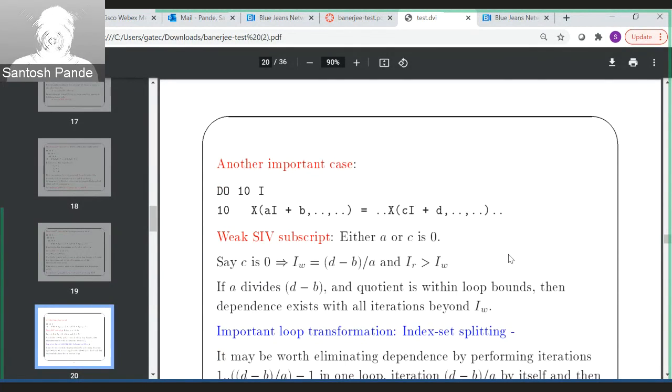I'm going to stop here. There's a weak SIV, which has all the special cases. And in the next lecture, we'll talk about that, and we'll talk about a more generalized test when we have multiple index variables, and then we don't have any of the special conditions of them being equal or not. And we have to do the dependence testing in such a setting. So we'll talk about all this in the next lecture.